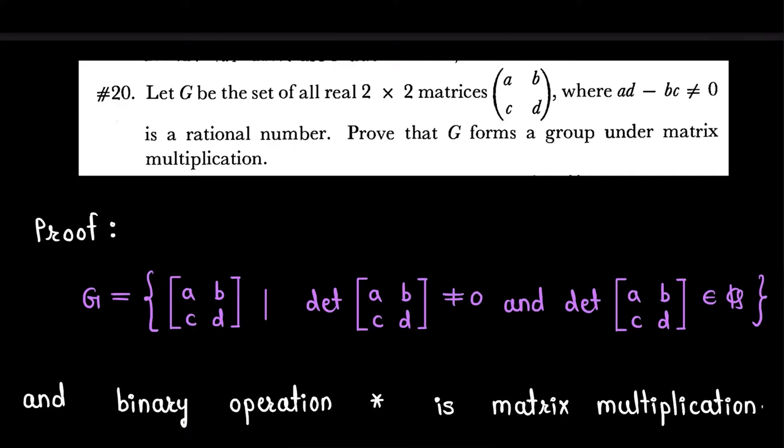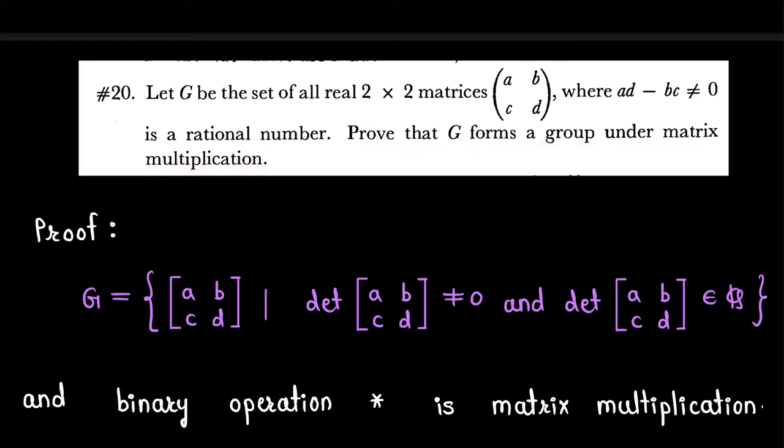Hello friends, in this video I am going to solve a next exercise question from the book Topics in Algebra. The question is: let G be the set of real 2 cross 2 matrices [[a, b], [c, d]] where ad minus bc is a non-zero rational number. Prove that G forms a group under matrix multiplication.